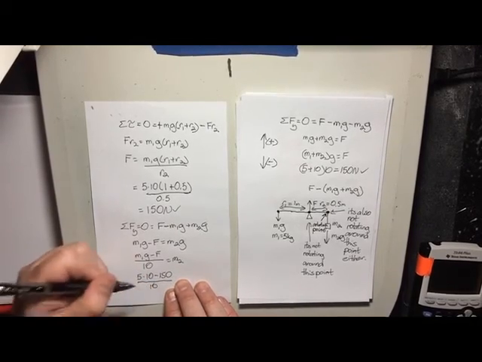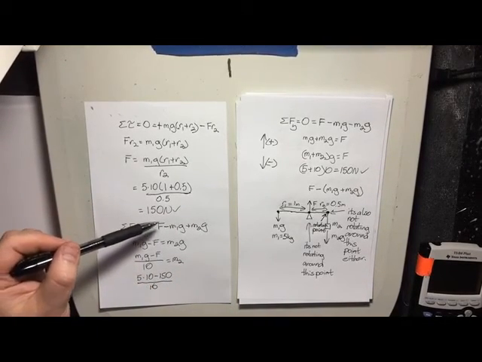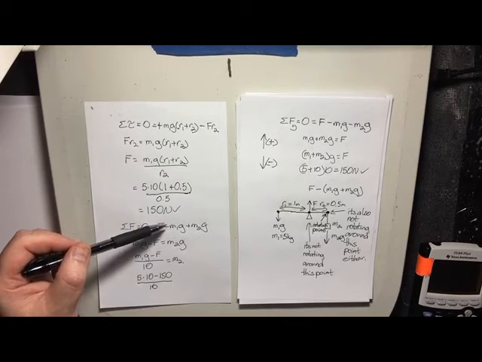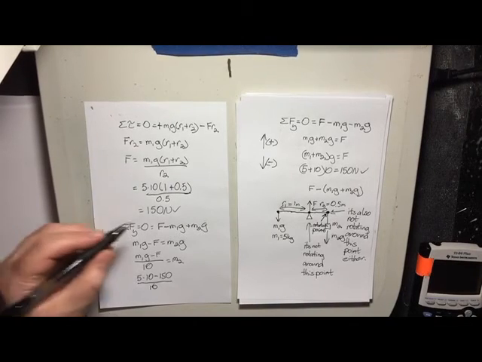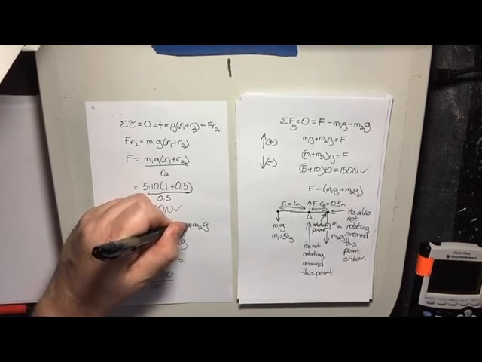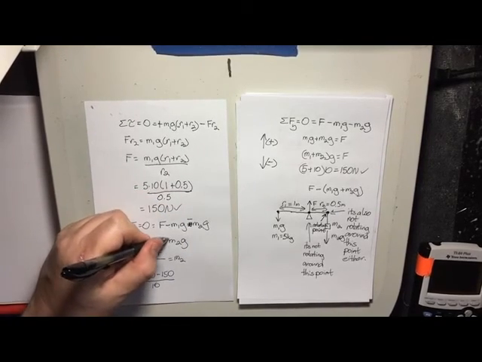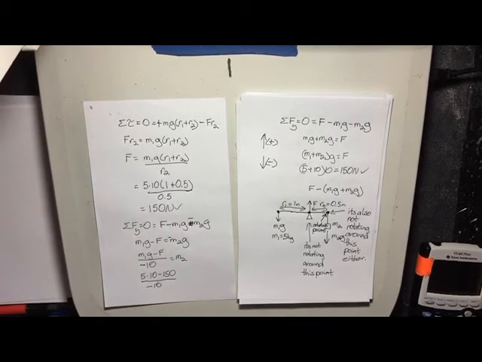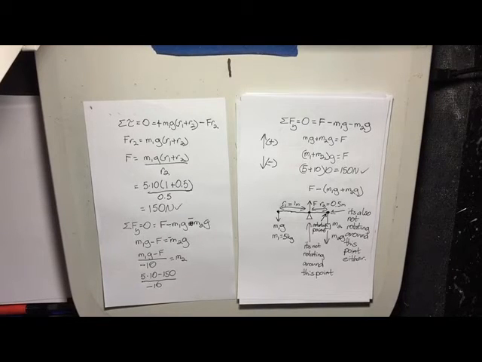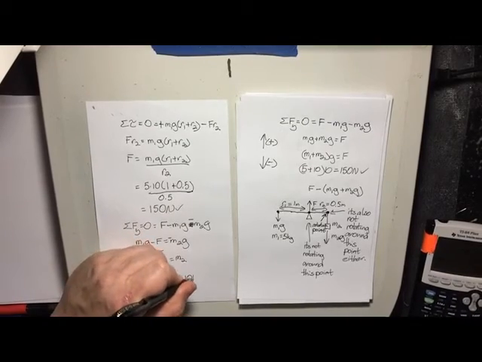Did I blow this? I think I got a negative answer. Wait. Oh, what did I do wrong? So that's up. This is down. That should be down as well. So negative, negative, negative. Because I knew things were blowing up when I had a negative number. M2 is equal to 10 kilograms.